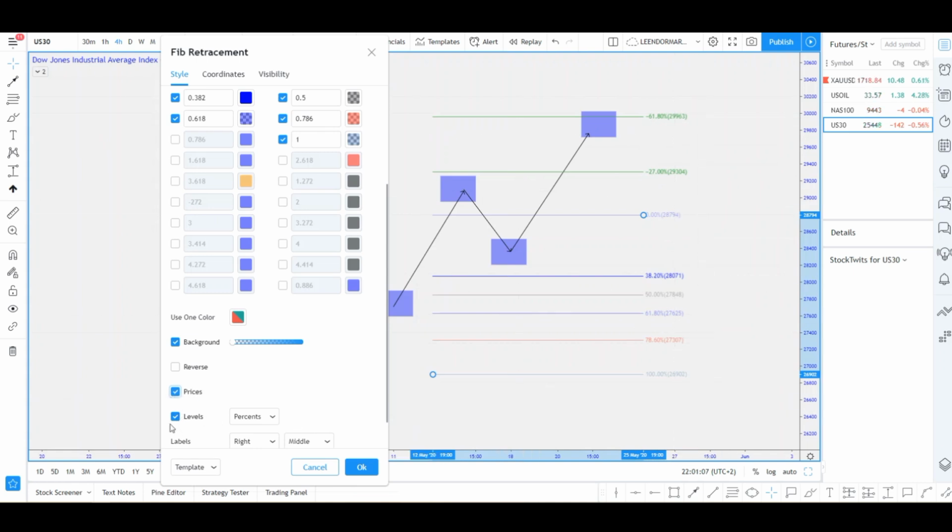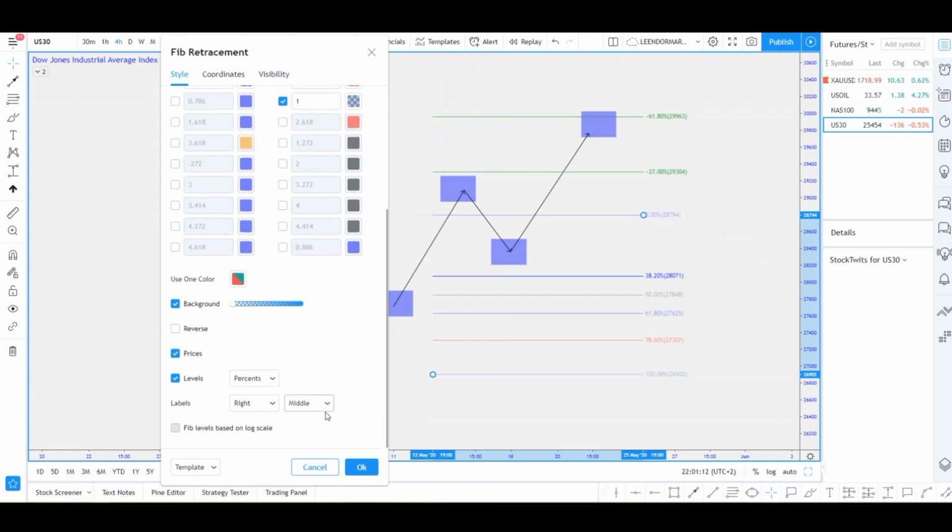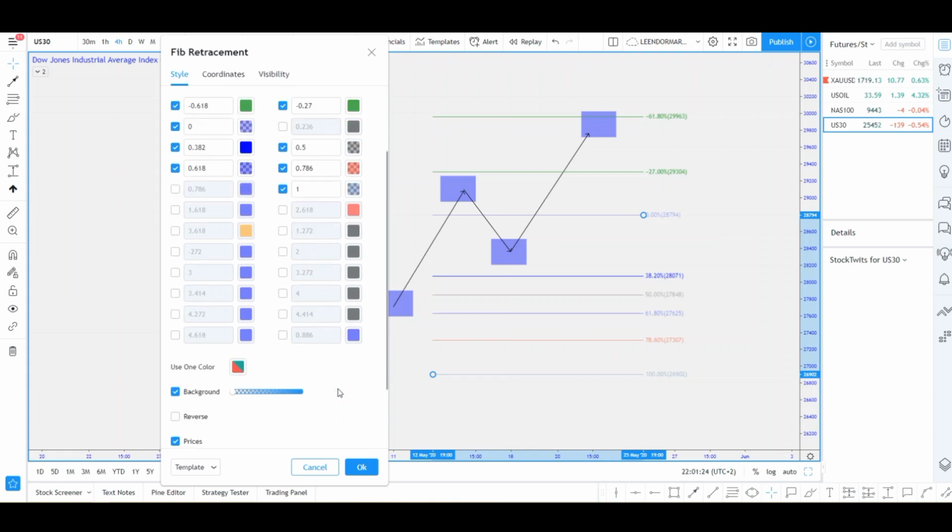Mark out levels. Make sure it's on percentages and not on values. From there, make sure that the labels are on the right and also in the middle. Then make sure that the fib levels based on log scale are unmarked. We don't want to see that. And then make sure that everything else looks exactly like mine. I don't want to see any different thing from what I have on the screen, right?